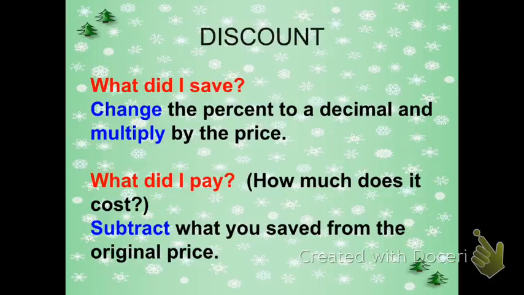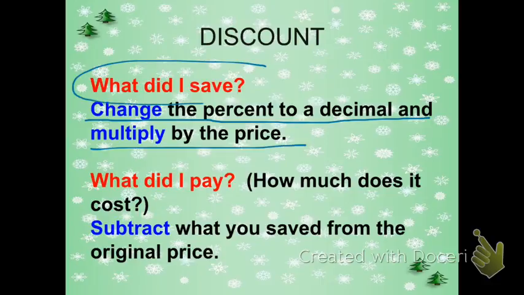Okay, so if the question asks, and this is on your cutout, it says, if the question asks, what did I save? You are going to change the percent to a decimal and multiply by the price. That's what this says right here. If that's what you're looking for, how much did you save on something, or how much did the person in the story save, then you're going to change the percent to a decimal and multiply by the price that it was.